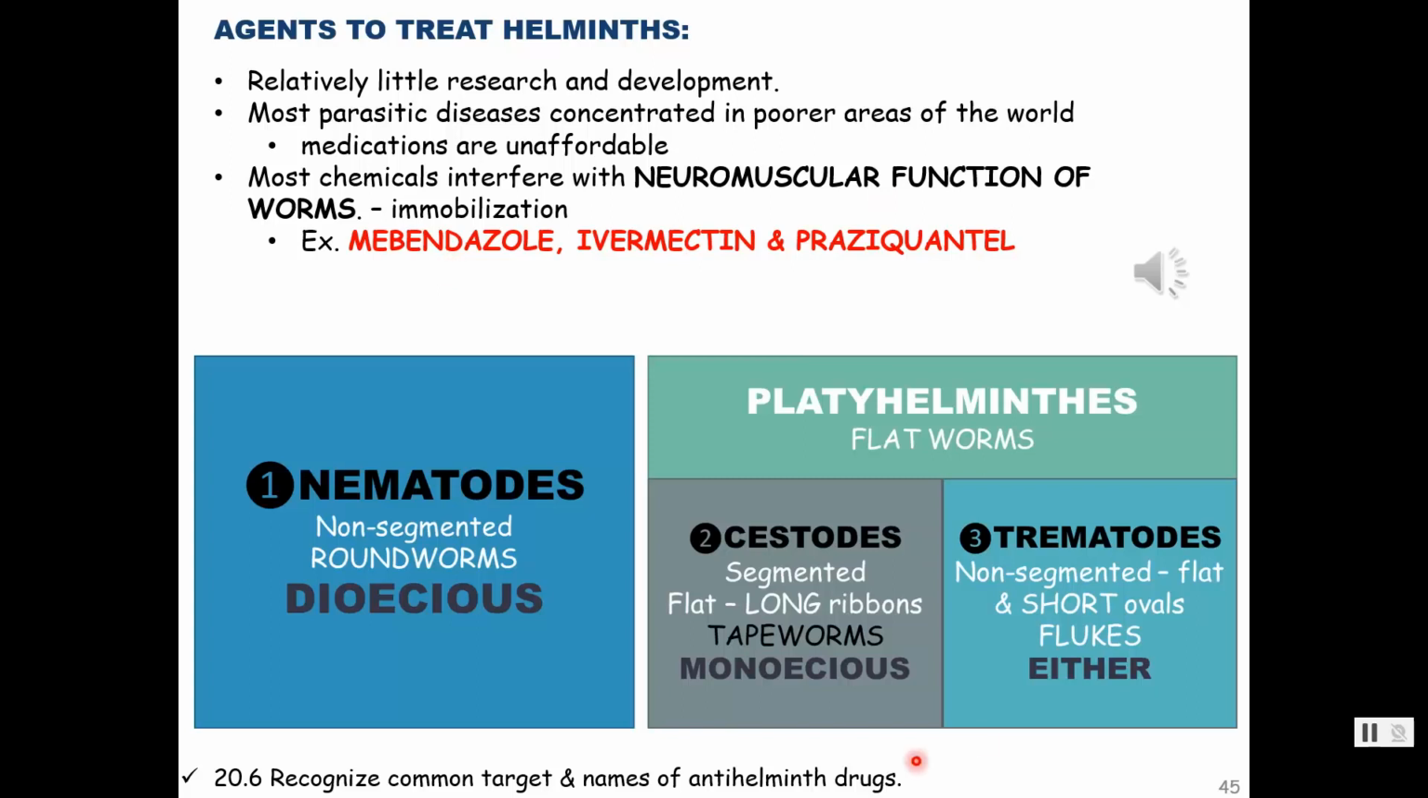Some examples: mebendazole, ivermectin, praziquantel. Those are three of the really common ones. If you give your dog a heartworm medicine, that too is ivermectin. So yep, cross species. And just remember the helminths: we've got our nematodes, the roundworms, and then our tapeworms and flukes, so cestodes and trematodes.